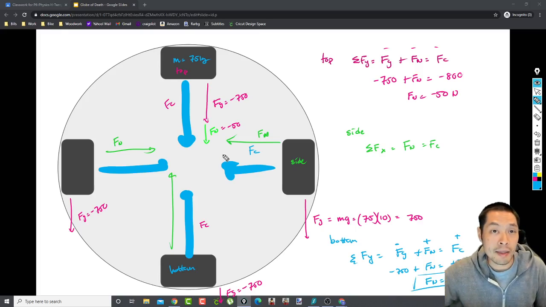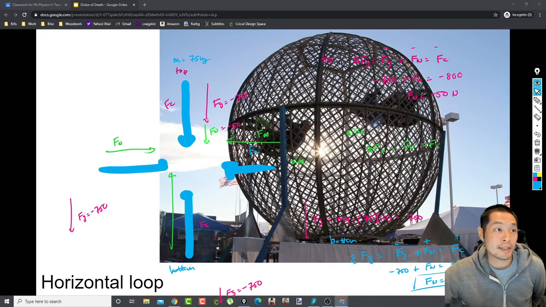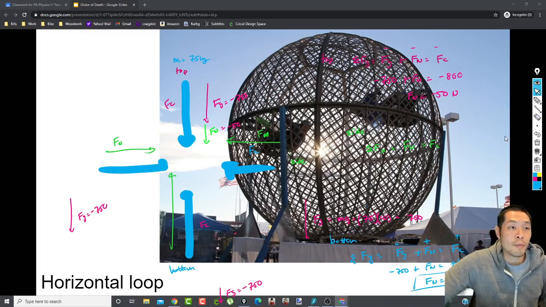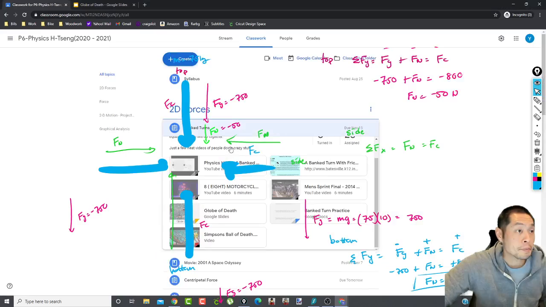What happens now if we're moving sideways versus vertical? When we do that, it might seem easier, but it gets a little bit more difficult because of a new force that's present. So here is my globe of death, vertical or horizontal. So if I show a video of it, let's see.